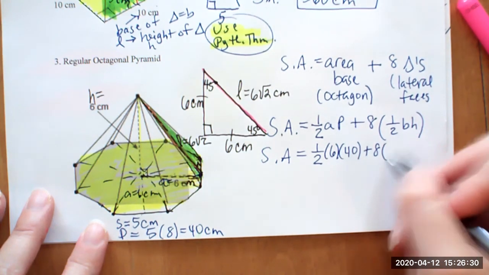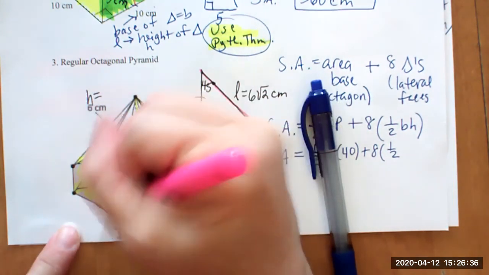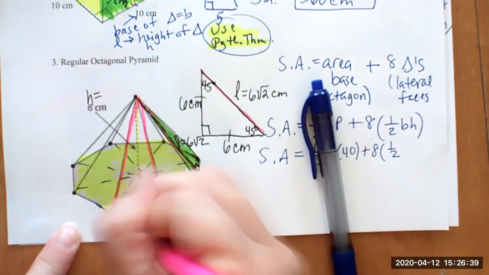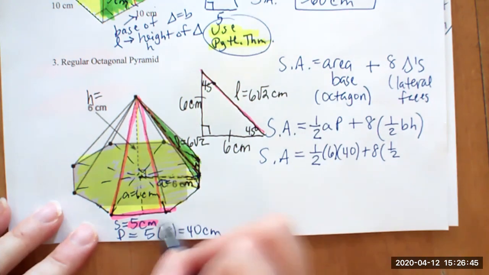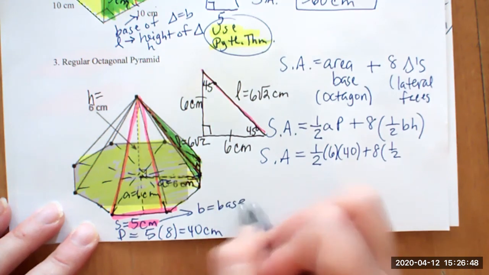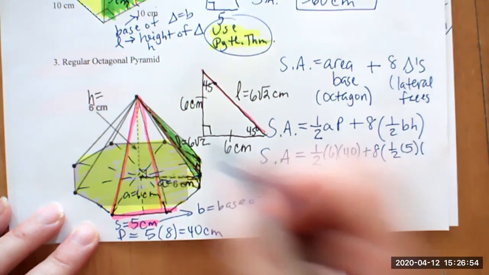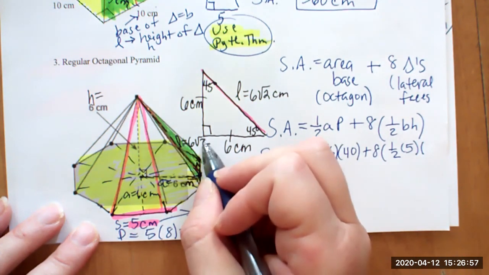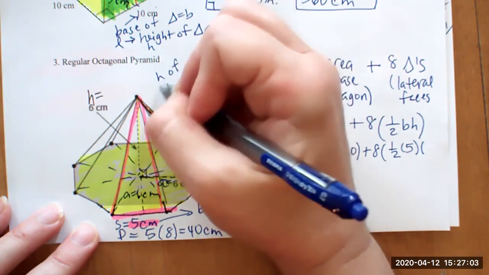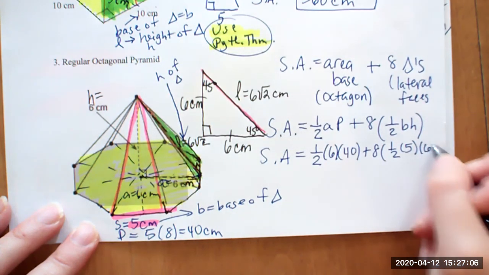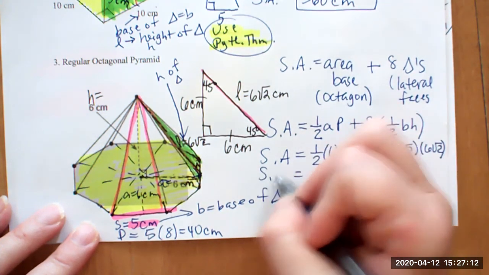Now, as far as the base of each triangle, if you look carefully, the base of the triangle is the same as the length of a side. So it's the side, but it's also b, the base of the triangle, and that is 5 centimeters. The height is the same as the slant height of the pyramid, so this is also the height of the triangle. That's going to be 6 square root of 2 centimeters. So I just need to do this calculation and I'll have the surface area.